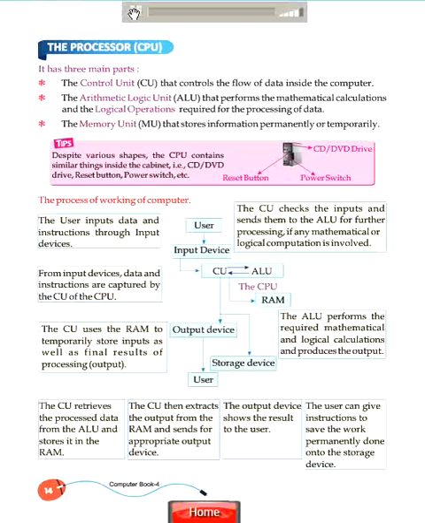The processor, CPU. It has three main parts: the control unit, CU, that controls the flow of data inside the computer; the arithmetic logic unit, ALU, that performs the mathematical calculations and the logical operations required for the processing of data; the memory unit, MU, that stores information permanently or temporarily.